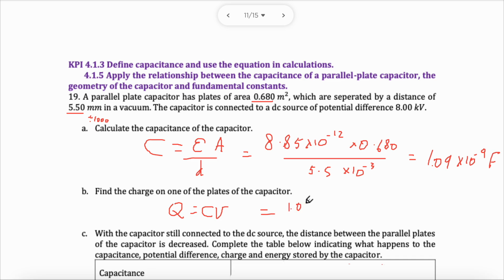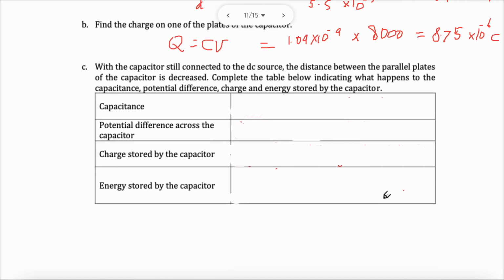CV: 1.09 multiplied by 10 to the minus 9, and I'm going to multiply that by my voltage. Do I have one? Yes, I have: 8 kilovolts. Kilo means 1,000. This time I'm going to write 8,000 like this, not times 10 to the 3. Putting that into your calculator, hopefully you will get another answer. Let's check. Times 8,000. 8.75 times 10 to the minus 6. And what is this charge? This is coulombs. Perfect.